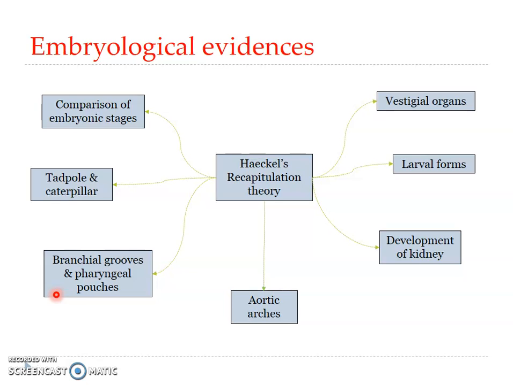Okay, so this structure actually shows that the ancestral characters are repeated during the embryonic development of a particular individual. Okay. The next example that supports the recapitulation theory is the aortic arches.